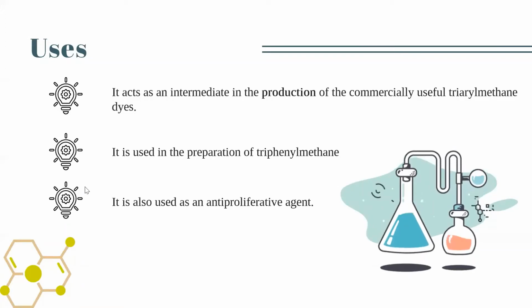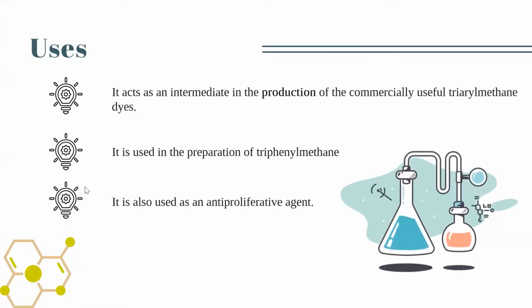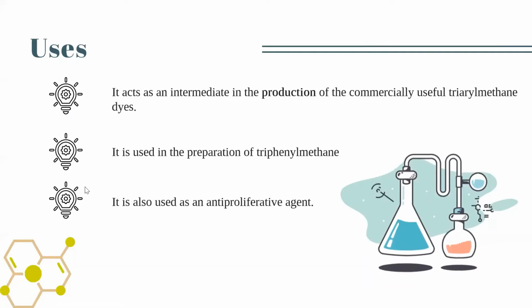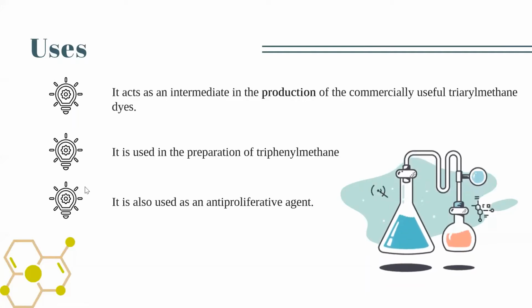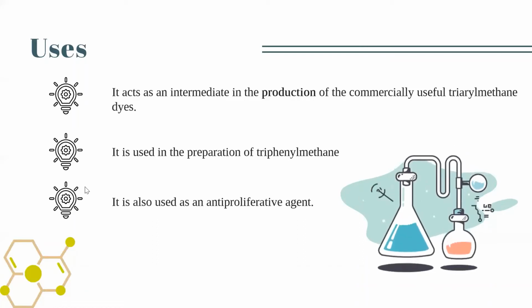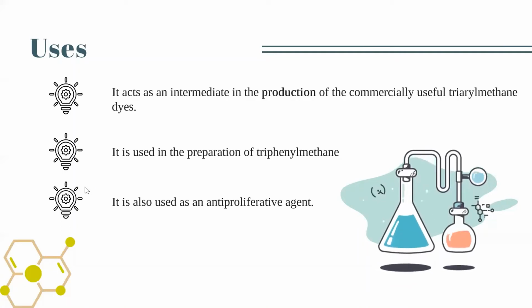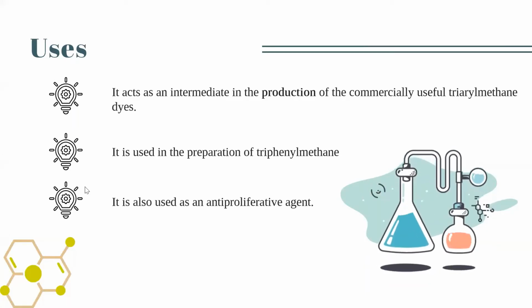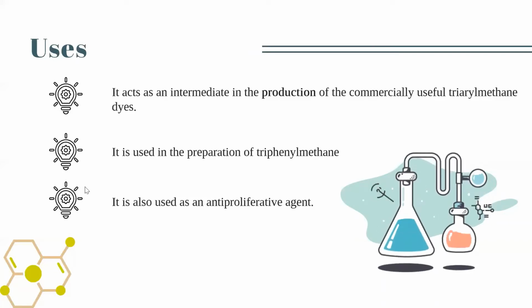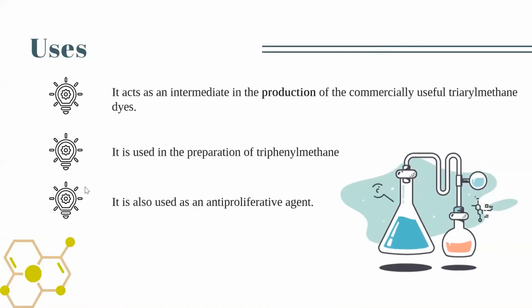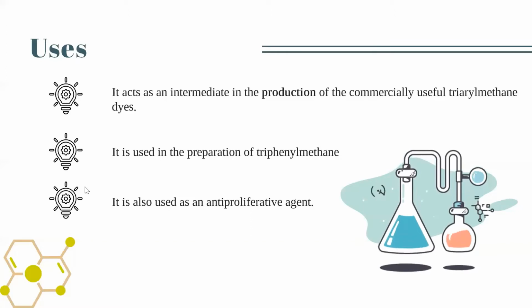So for the uses, triphenylmethanol is an organic compound that is used as a reagent in the research laboratory. It acts as an intermediate in the production of commercially useful triarylmethane dyes. It is also used in the preparation of triphenylmethane. Triphenylmethane dyes are used chiefly in copying papers, hectograph, and printing inks. It is also used as an anti-proliferative agent. An anti-proliferative agent is considered an antimetabolite, which inhibits cell pathways to limit T and B cell proliferation, thereby reducing the cytotoxic response directed toward the cardiac allograft.